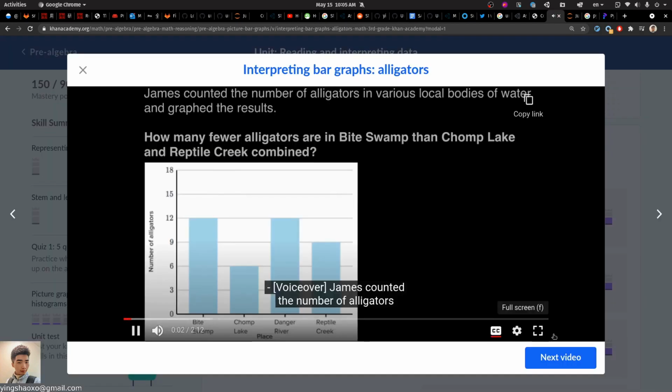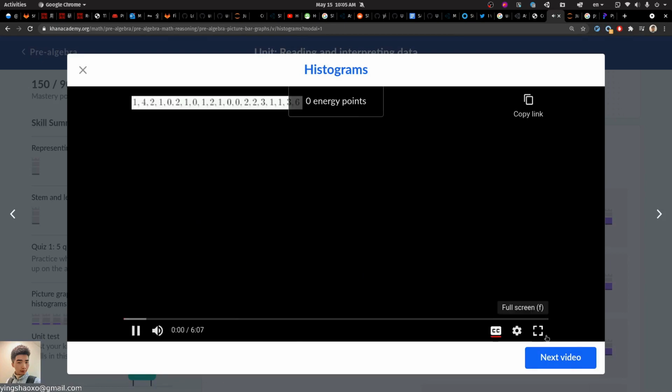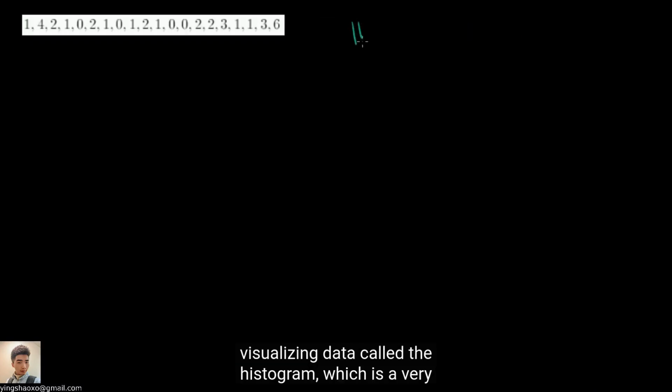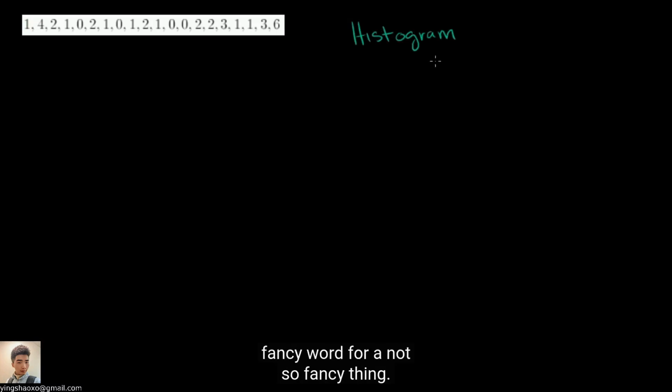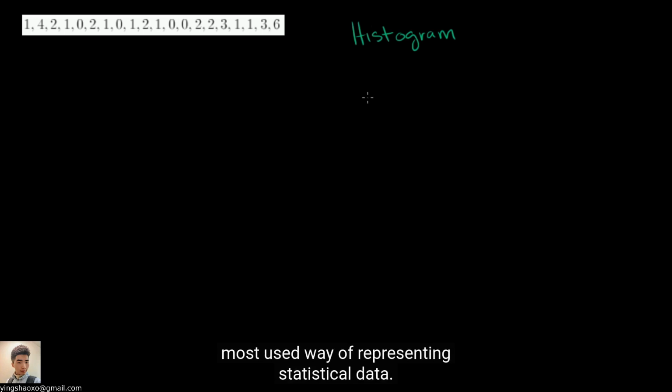James counted the number of alligators in various local bodies of water. Histograms. What is a histogram? This is about another way of visualizing data called the histogram, which is a very fancy word for a not so fancy thing. It's fair to say that the histogram is the most used way of visualizing data. Let me show you how to figure out a histogram for some data.